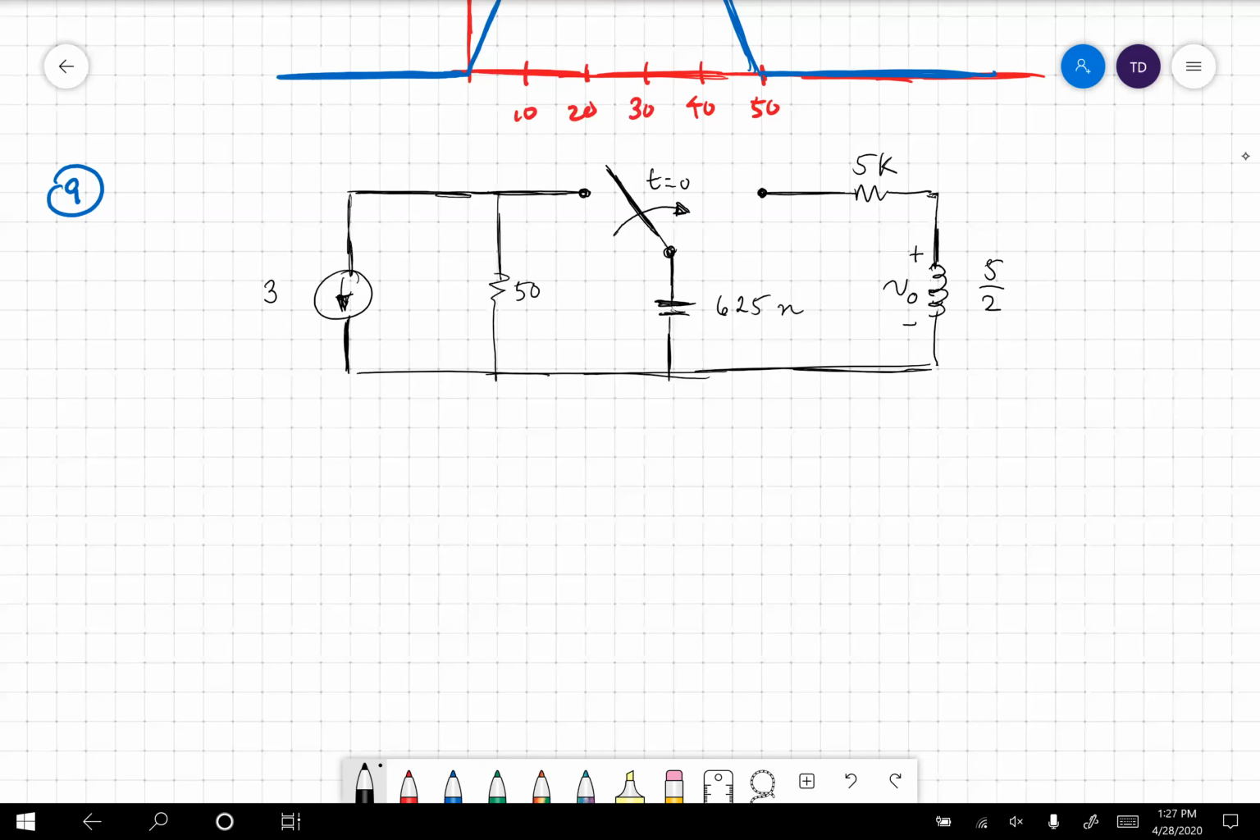So the switch has been in position X for a long time. Position X, position Y. It's been in position X for a long time. What does that mean to us? Steady state. Excellent. See, there's a DC input. See, this is DC. So this circuit is operating in DC steady state. At t equals 0 minus, the circuit is in DC steady state.